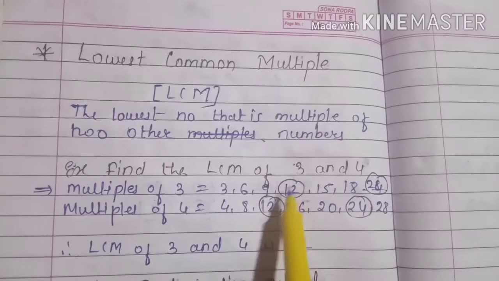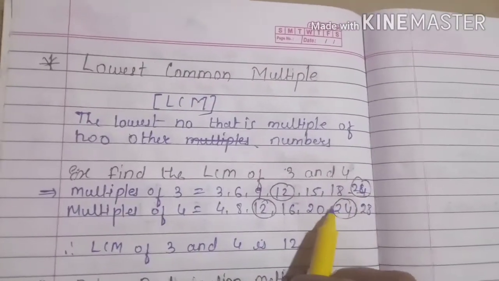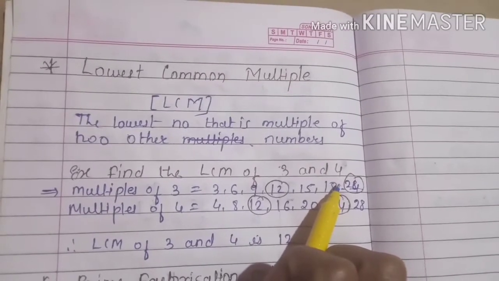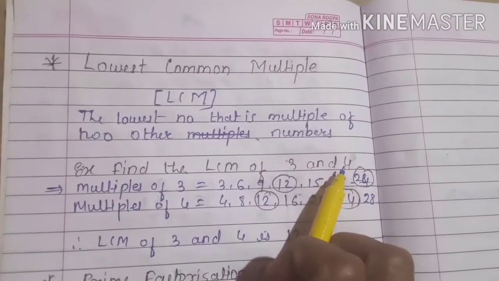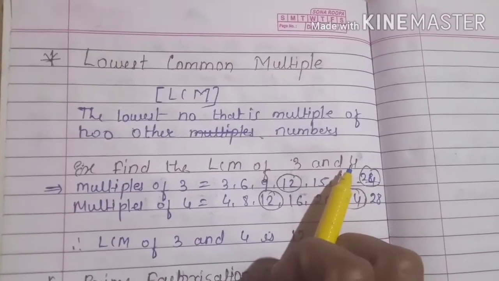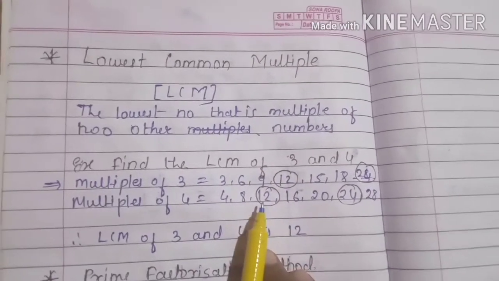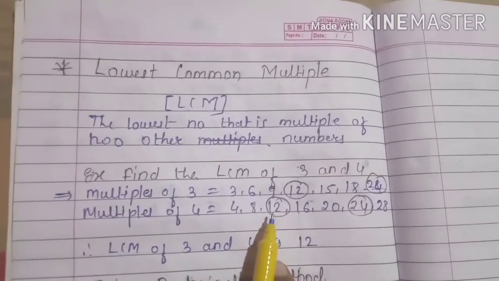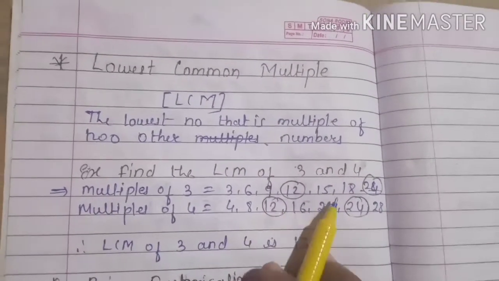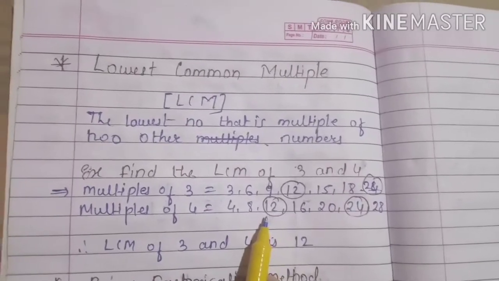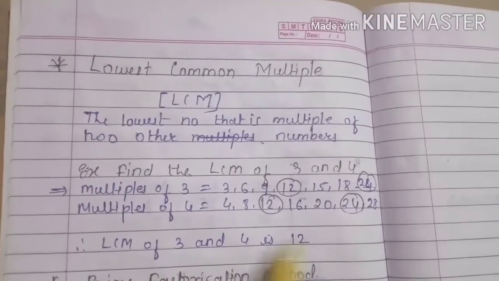So these are common multiples of 3 and 4. Then 24 and 24 are the common multiples of 3 and 4. Again 36 will come. Like that we have to find the common multiples. Then after that, we have to find the lowest common multiple. LCM means the lowest common multiple, and see here 24 is the greater one and 12 is the smallest or lowest one. So 12 is the answer. Therefore the LCM of 3 and 4 is 12.